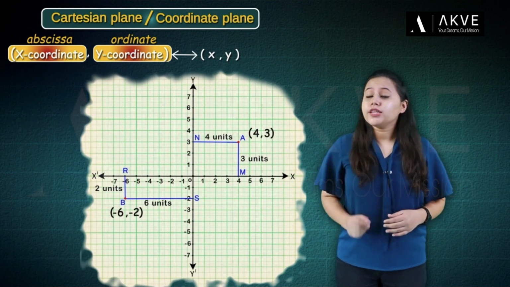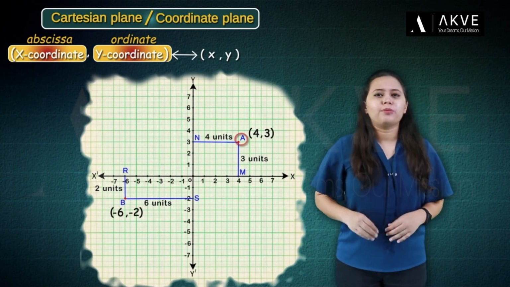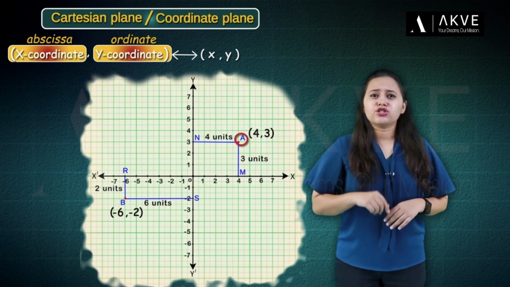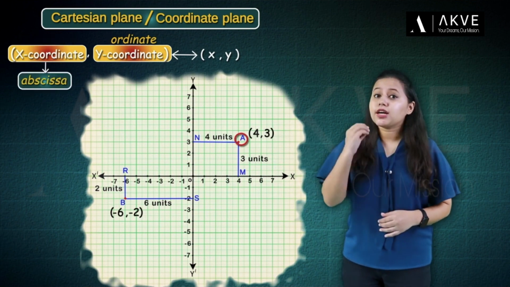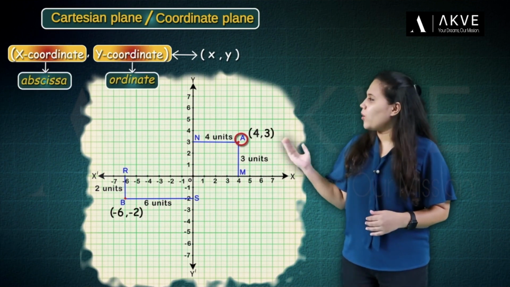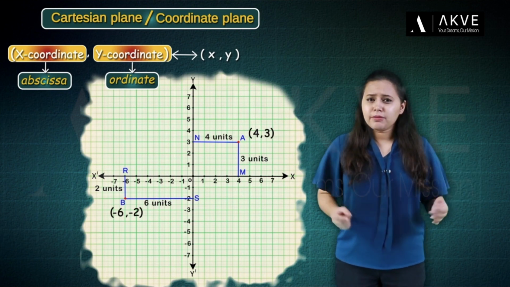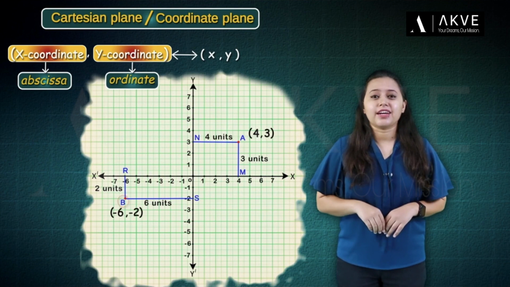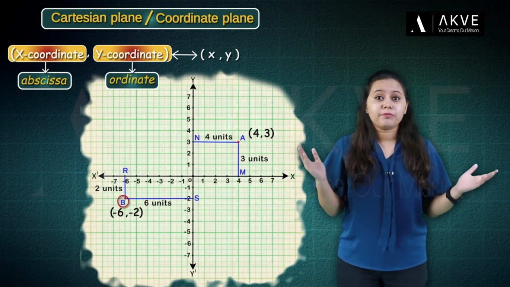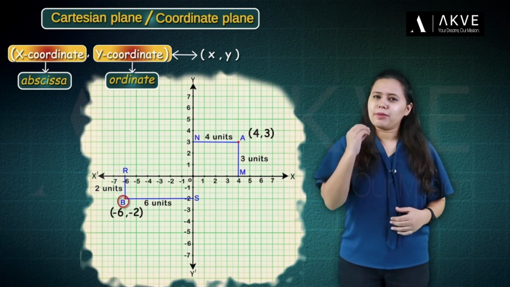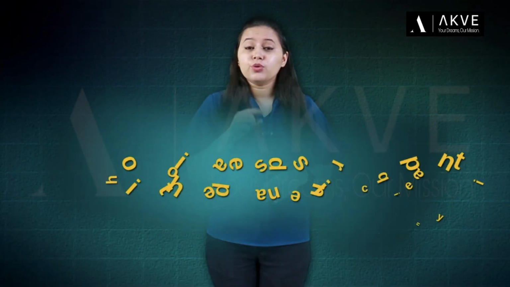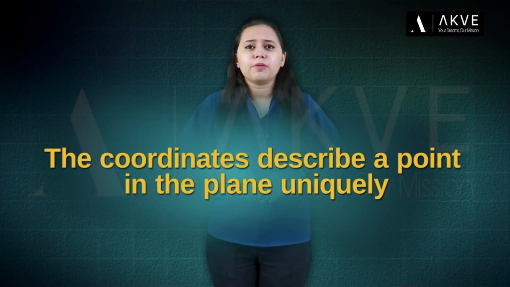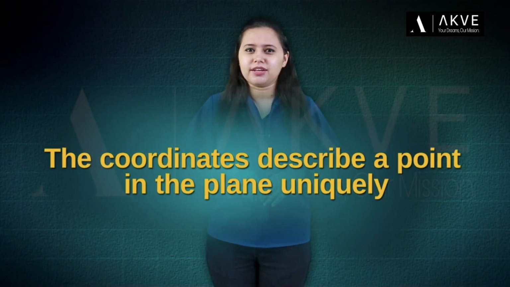Hence, the coordinates of A are 4 and 3 because I just told you the x-coordinate comes first and then the y-coordinate. So tell me, what are the coordinates of point B? Yes, correct. The coordinates of point B are -6 and -2. Note that the coordinates describe a point in the plane uniquely.